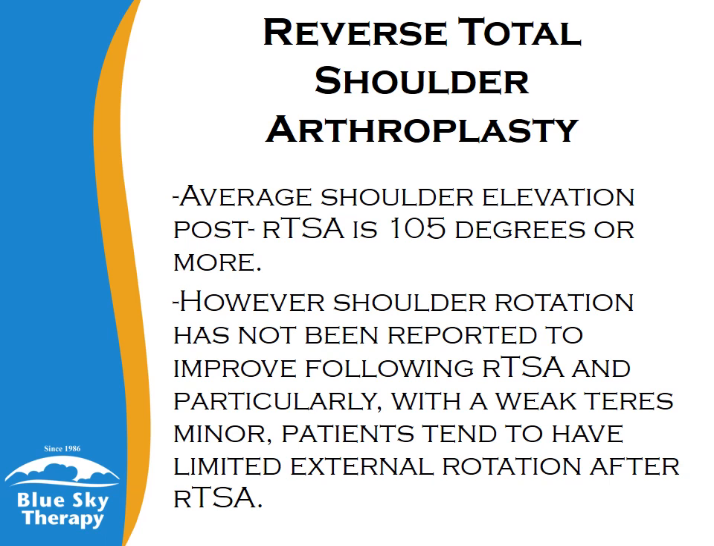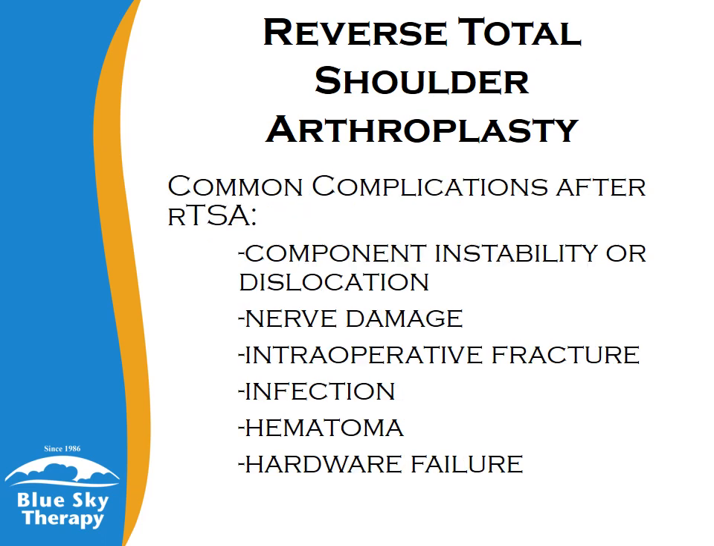Average shoulder elevation post-reverse surgery is 105 degrees or more. However, shoulder rotation has not been reported to improve following a reverse operation, and particularly with a weak teres minor, patients tend to have a limited external rotation after the reverse shoulder arthroplasty. Common complications after reverse total shoulder arthroplasty include component instability or dislocation, nerve damage, intraoperative fractures, infection, hematoma, and hardware failure.